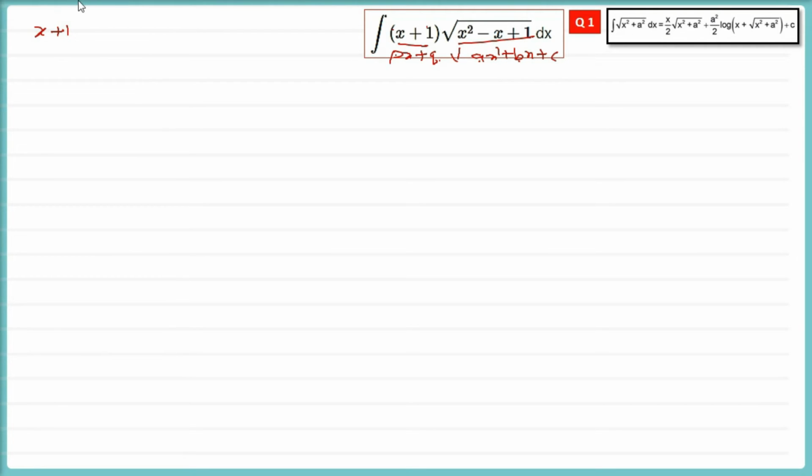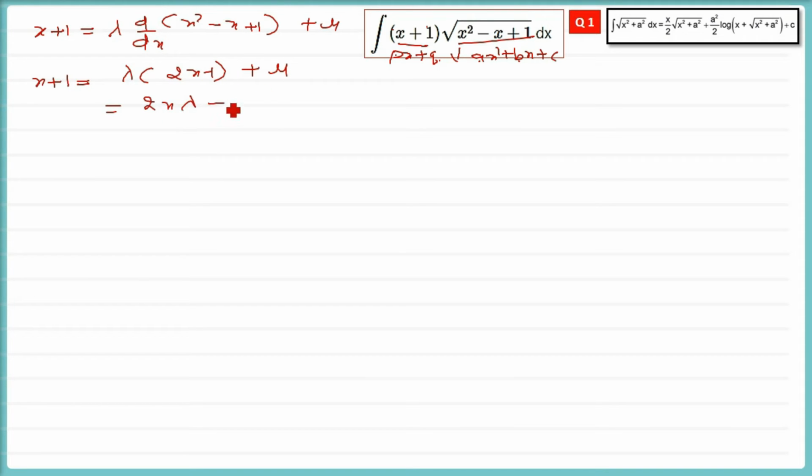x plus 1 will be equated as what? It will be lambda into the differentiation of x square minus x plus 1, and then we have a mu. Lambda and mu will be computed because all other things are known. So x plus 1 will be equal to lambda into 2x minus 1 plus mu. Now multiply this lambda inside, so it will be 2x lambda minus lambda plus mu.